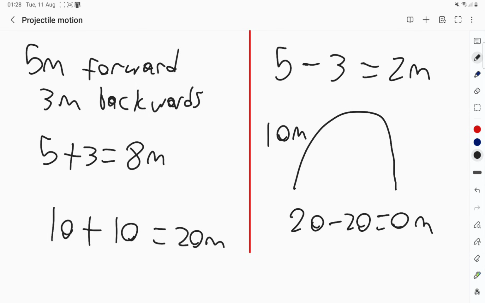So yeah, that's the difference. So remember that. That's why in projectile we talk about displacement. That's why we use direction. We use positive or negative. But remember, distance is the total path traveled. So that's why it remains positive. It doesn't care much about the direction.